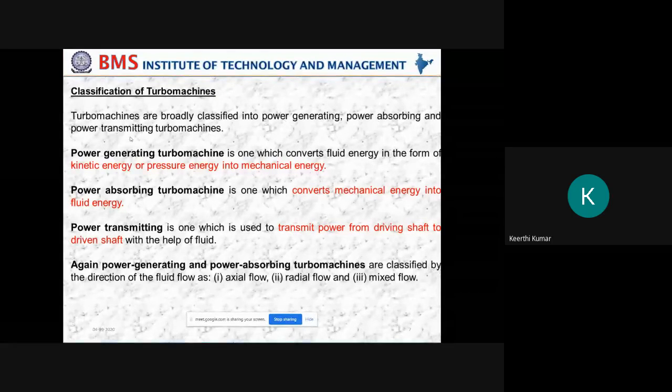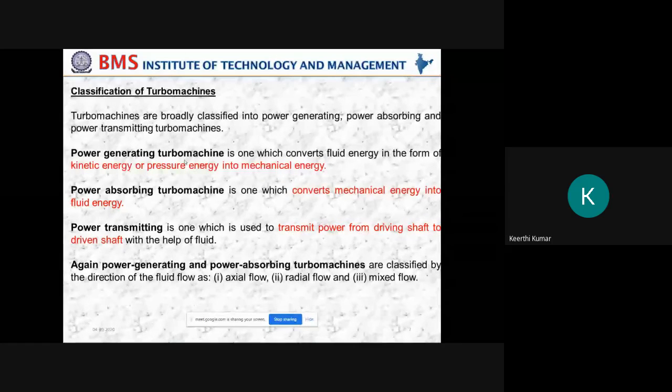There are three types of turbo machines. I have given examples only for power generating and power absorbing. For power transmitting turbo machine, I'll explain later. See, coming to the power generating turbo machine, how it works, how it is classified. It is one which converts the fluid energy in the form of kinetic energy or pressure energy into mechanical energy. That means the energy of the fluid will be high at the inlet. Because of that higher energy of the fluid, we are going to take out the mechanical energy or electrical energy with the help of power generating machines.